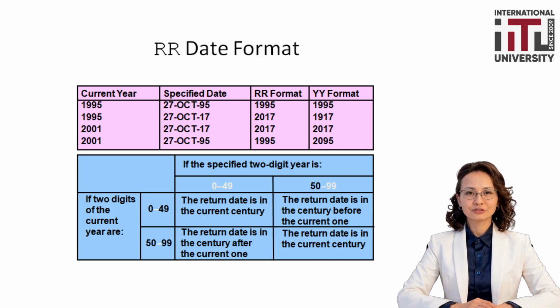or 2000s. Rules of RR format: if the two-digit year is 0 to 49 and the current year ends in 0 to 49, same century; and if the current year ends in 50 to 99, next century. If the two-digit year is 50 to 99 and the current year ends in 0 to 49, previous century; and if the current year ends in 50 to 99, same century. Example: input 27-OCT-17 with RR is interpreted as 2017, while with YY it may incorrectly become 1917 depending on the current century.